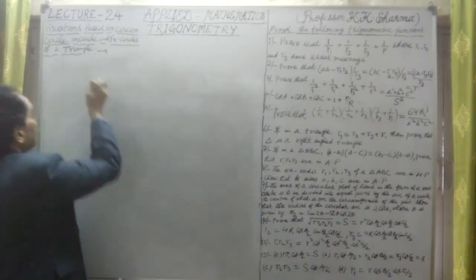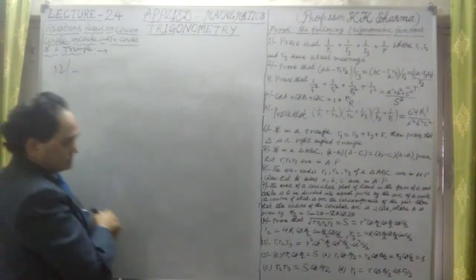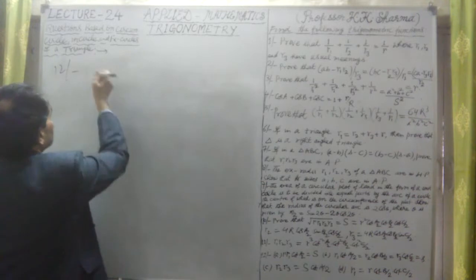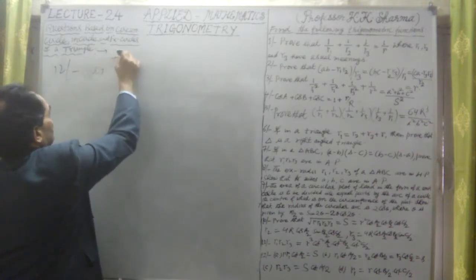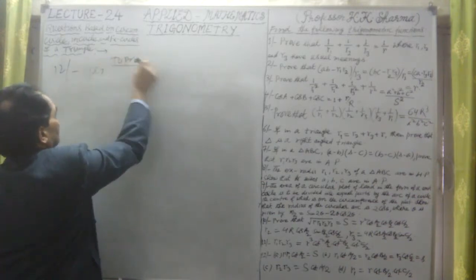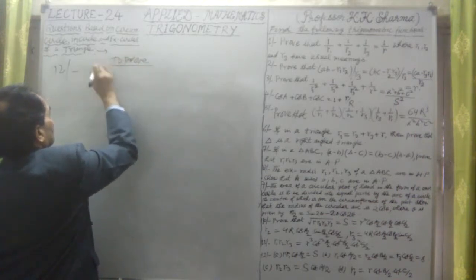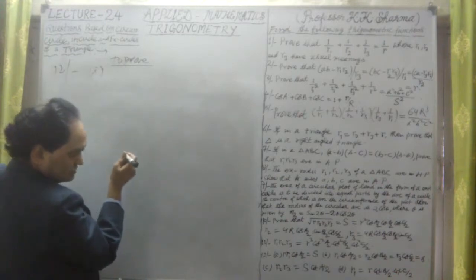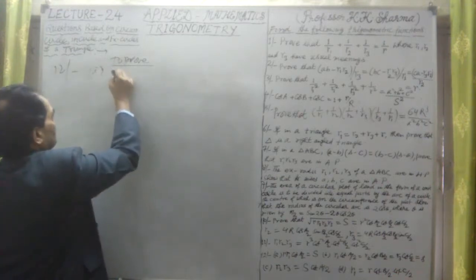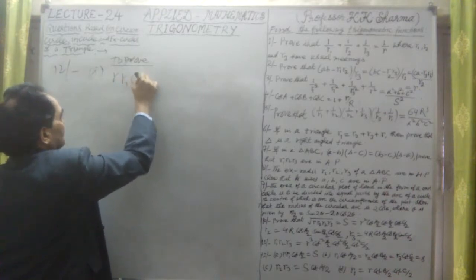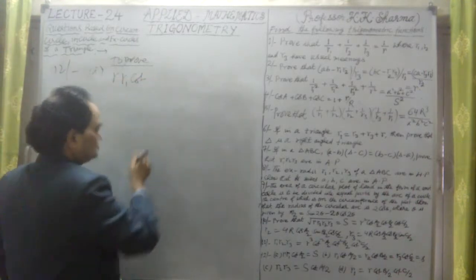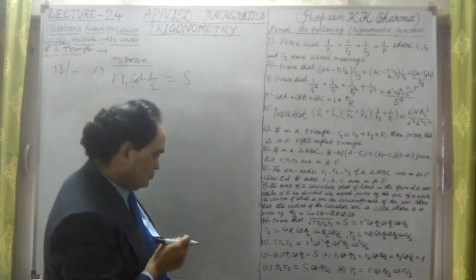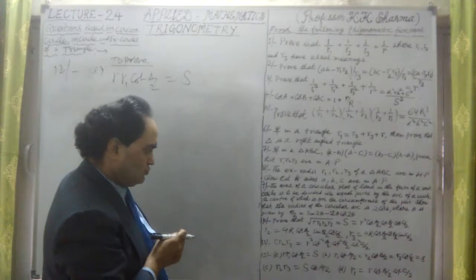Question number 12 now. Question number 12 has 4 parts. What are those? First, A part: to prove here, R into R1 into cot A by 2 is equal to capital S. This we have to prove here.